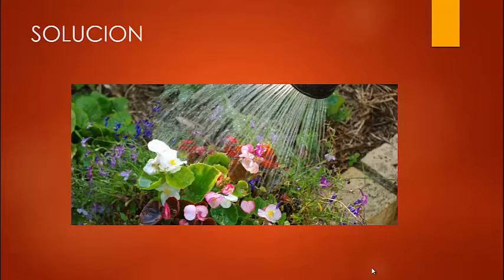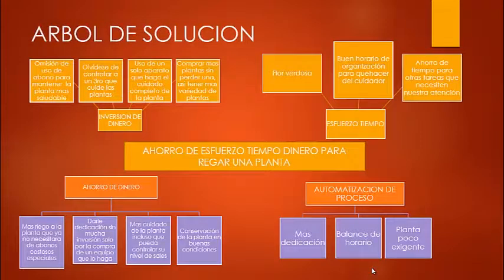Well, in the case of the solution tree, we are seeing all the parts of the problem tree. The detail of this tree is reflecting all the opposite parts of the problem tree. I'm going to explain now the first cause. On the first square it says, while a plant has more water, the cost of fertilizer is less.